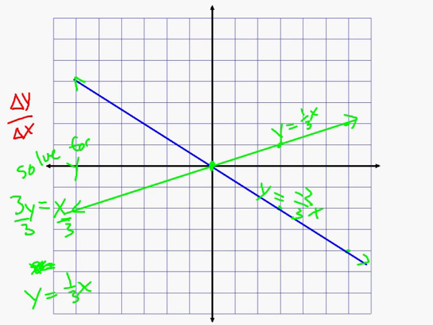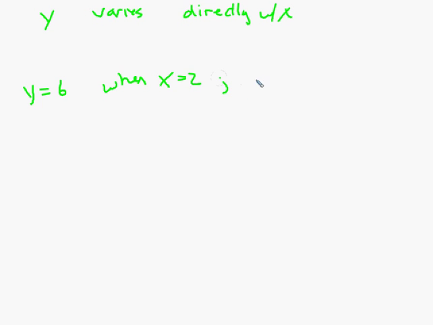I don't want you to copy the following problems down. I just want you to follow along. So assume y varies directly with x. So I'm not going to write that 100 times. So it's direct variation. So y equals 6 when x equals 2. x equals blank when y equals 12.